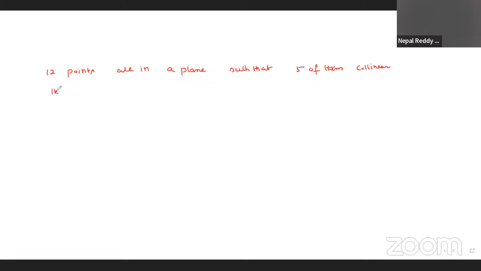Then, question number 1: find the total number of straight lines. Question number 2, triangles. Question number 3, quadrilaterals. Question number 4, pentagons.